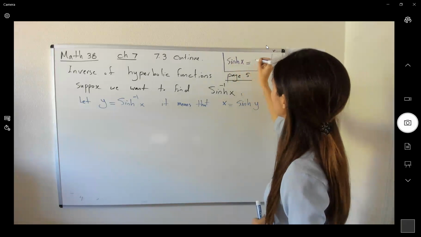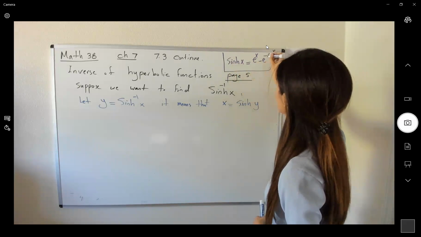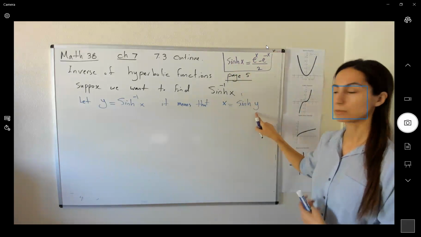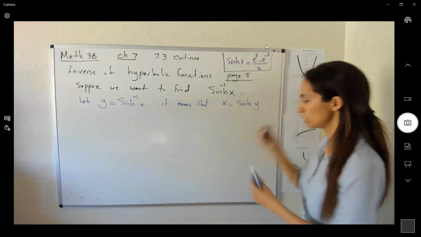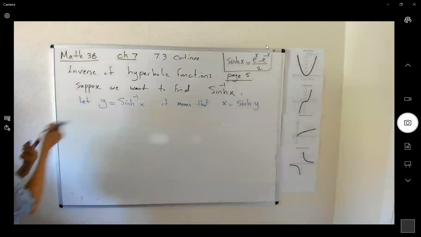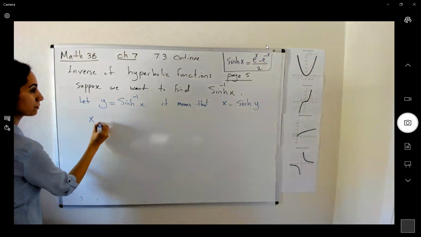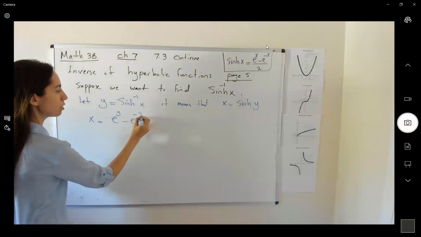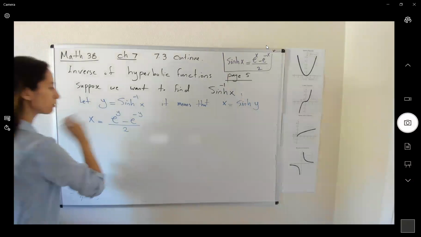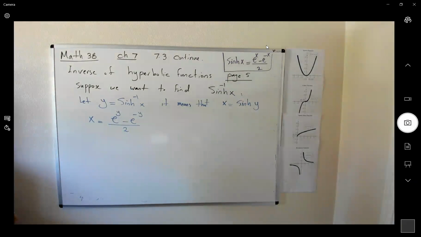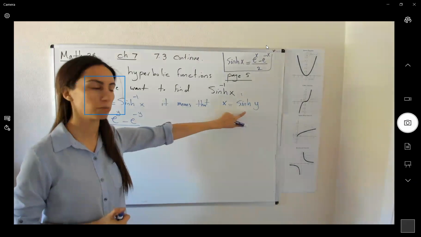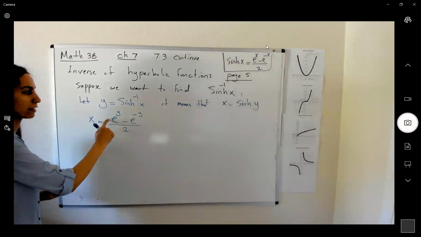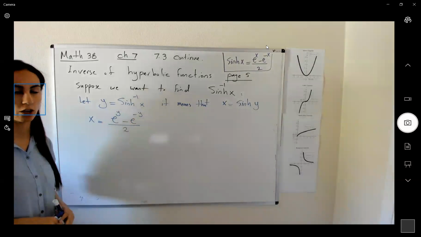Hyperbolic sine in general is defined as e to the x minus e to negative x divided by 2. Now your variable is y. So it means that x is equal to e to y minus e to minus y divided by 2. So we use the definition of hyperbolic sine and we got rid of the hyperbolic sine and replaced that using exponential function.